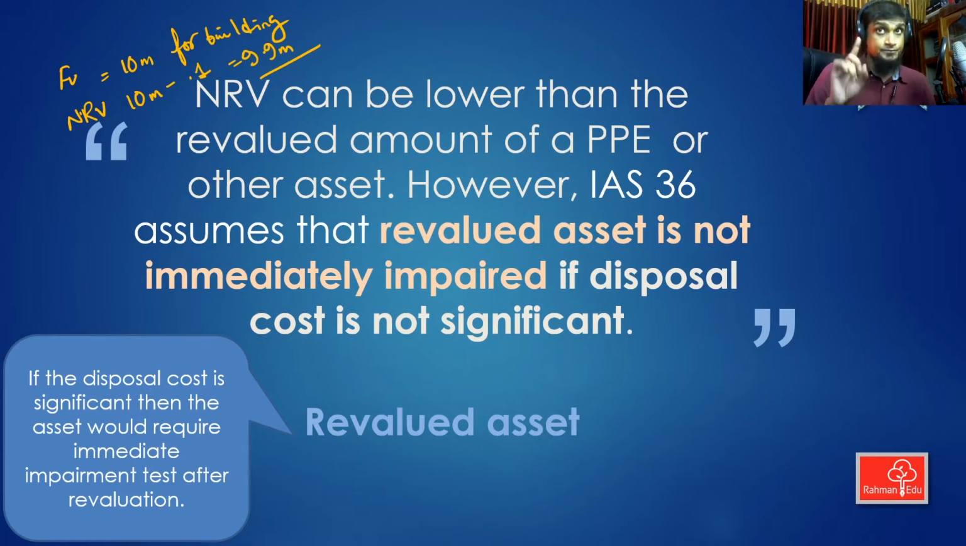However, if you have an indication that there will be substantial selling cost for this asset, then considering the materiality, carry out an impairment test and write down the value of that asset to the recoverable amount in that case.